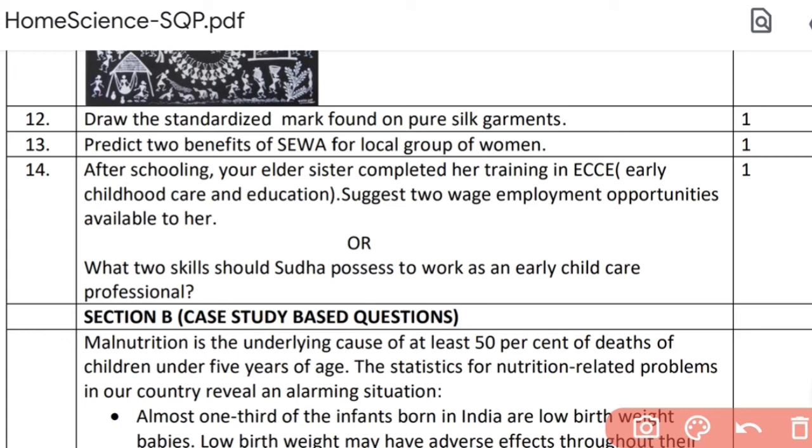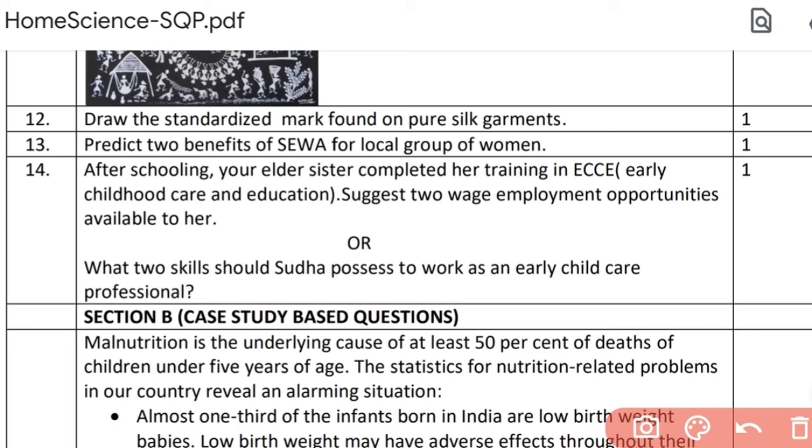So this is for question number 12. It means that you have to practice all the standardization marks, ISI, FPO, FSI. You can get any of the standardized marks. So practice them well. Next is: predict 2 benefits of Seva for a local group of women.